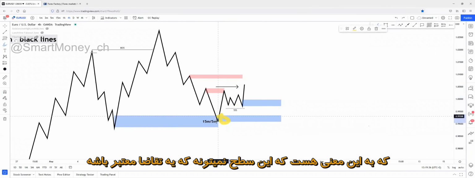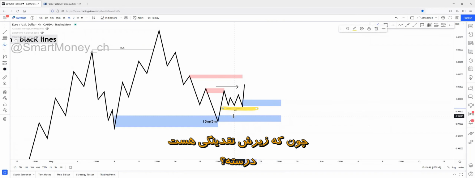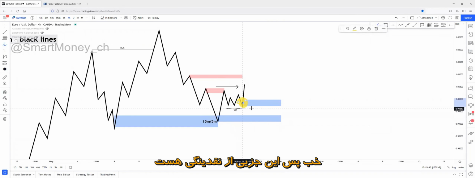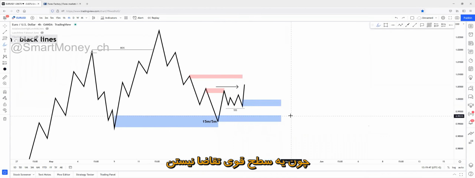Meaning this isn't the right demand zone, and this isn't a good demand zone either, because it has liquidity just below it. So this is part of the liquidity. You can't open a position on this demand zone, and you can't open a position on this one, because this is not a strong demand zone.